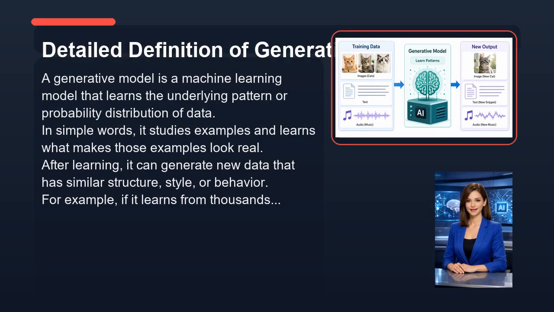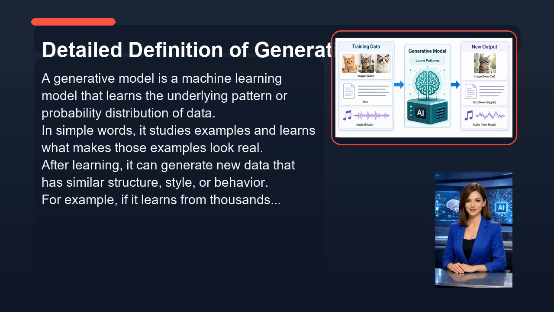A generative model is a machine learning model that learns the underlying pattern or probability distribution of data. In simple words, it studies examples and learns what makes those examples look real. After learning, it can generate new data that has similar structure, style, or behavior. For example, if it learns from thousands of cat images, it may generate a new cat image that did not exist before. If it learns from human-written text, it can generate new sentences, explanations, or stories.